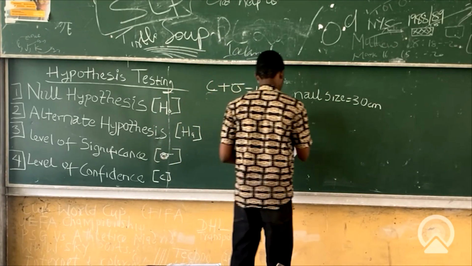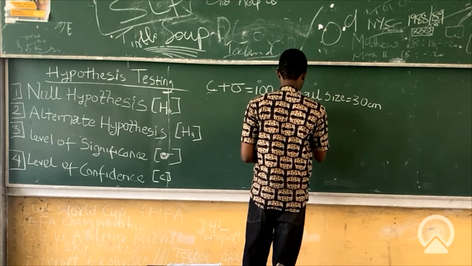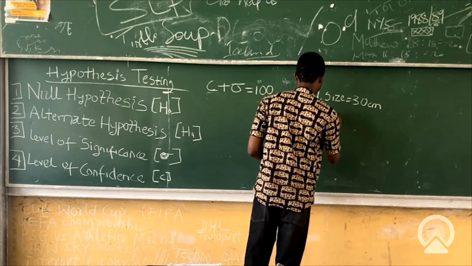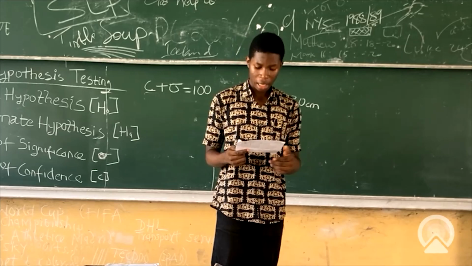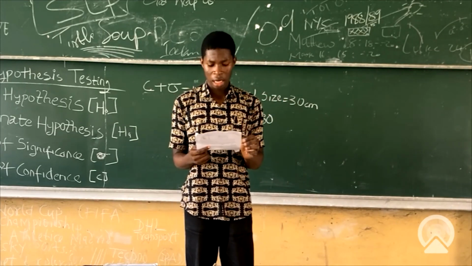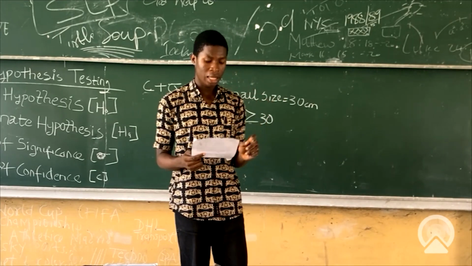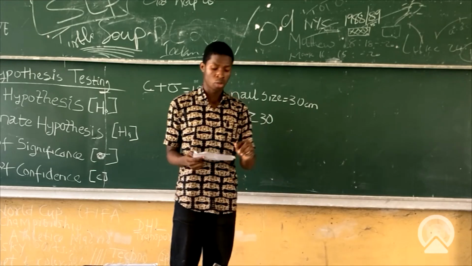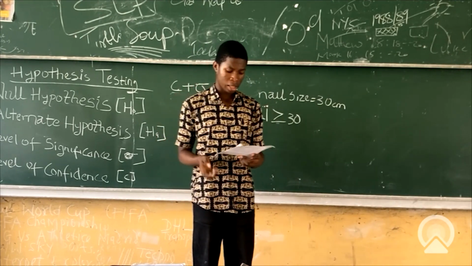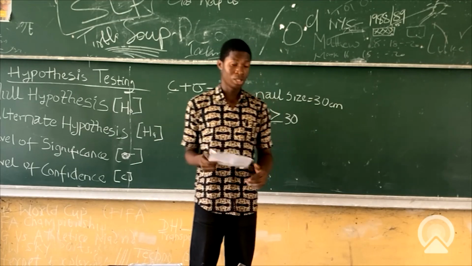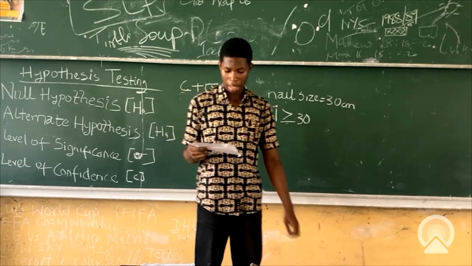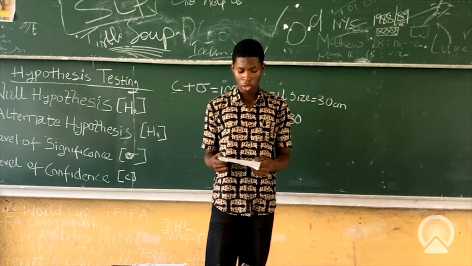So how do we know when to use Z-test? When n is greater than or equal to 30, and we know the value of the population standard deviation. So when the value of the standard deviation is known, and n is greater than or equal to 30, you use Z-test. And how do we know when to use T-test? When n, which is the sample size, is less than 30, and the population standard deviation is unknown.